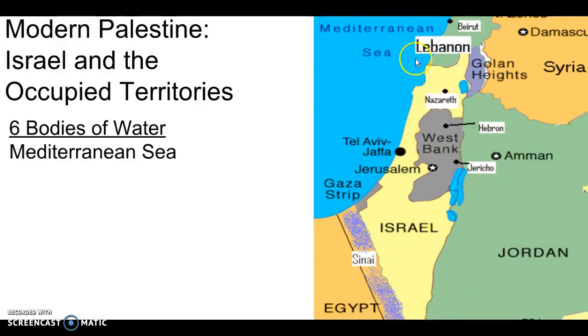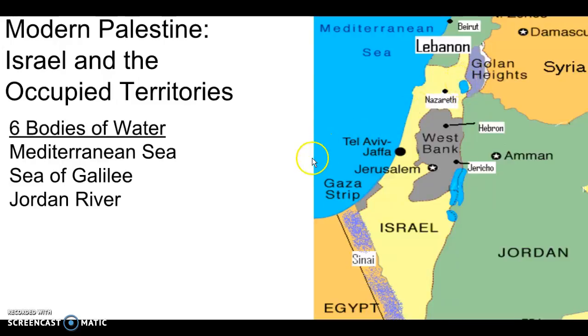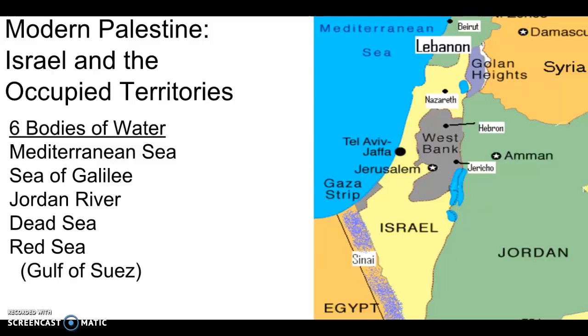And they are the Mediterranean Sea, if you want to color your map in blue. The Sea of Galilee is right here near the Golan Heights. The Jordan River flows south from the Sea of Galilee into the Dead Sea. And then there are 2 parts of the Red Sea that I want to point out to you. There's the Gulf of Suez and the Gulf of Aqaba.